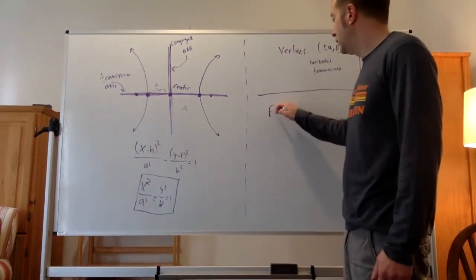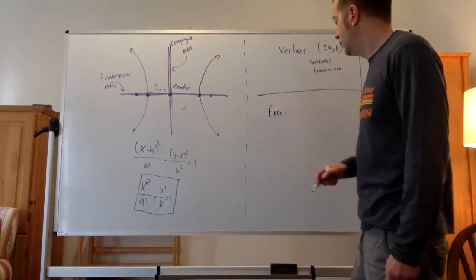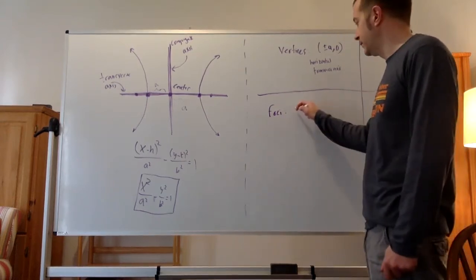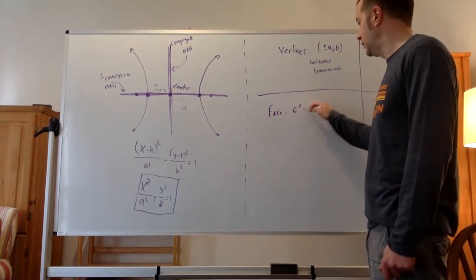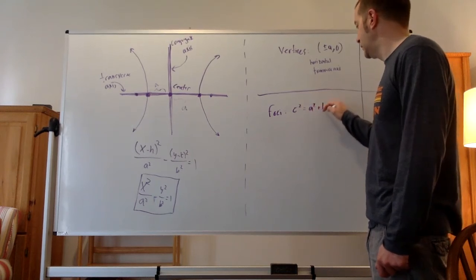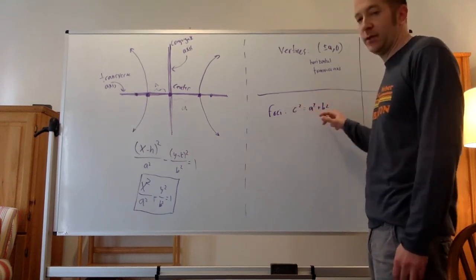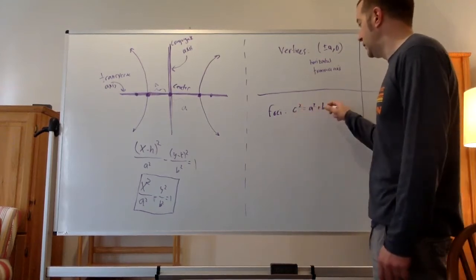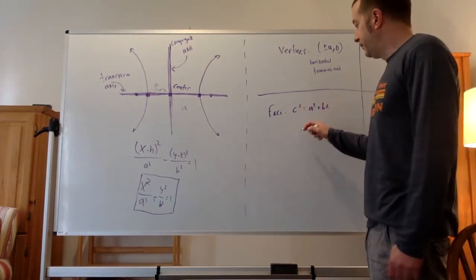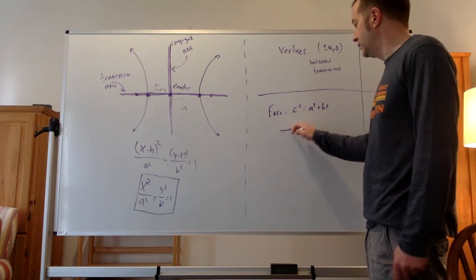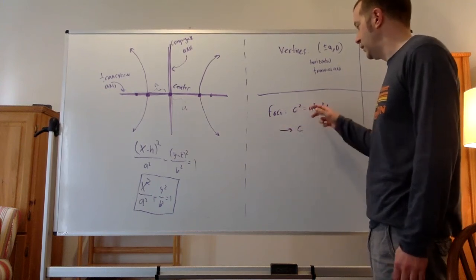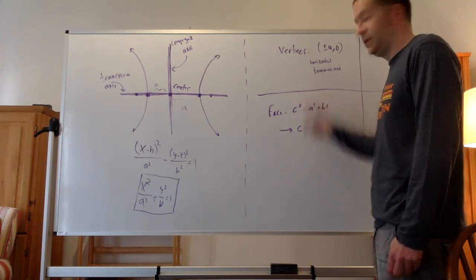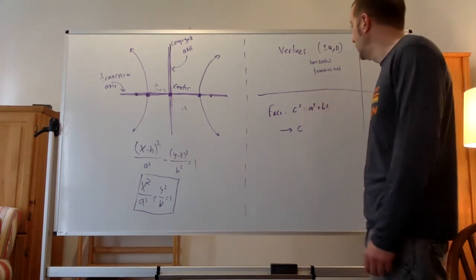If you recall, with ellipses, we said c squared was a squared minus b squared. But for a hyperbola, c squared is a squared plus b squared. This looks like the Pythagorean theorem, and it's related to that. But for now, we're just going to think about this. You can get c from this equation. Whatever a squared is and b squared is, you add them together. And then to find c, you take the square root of that sum.